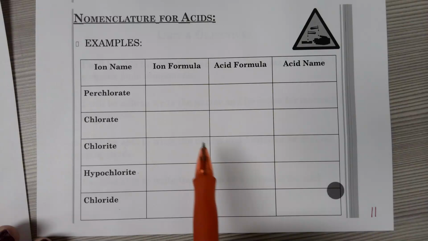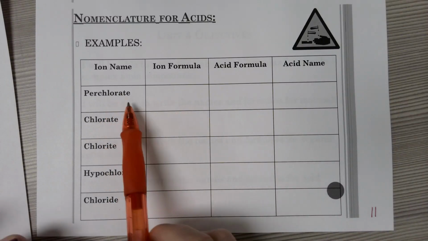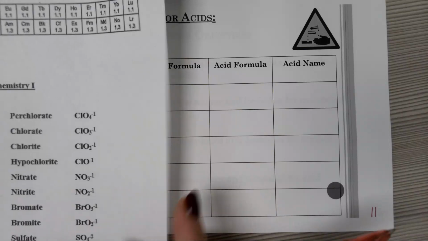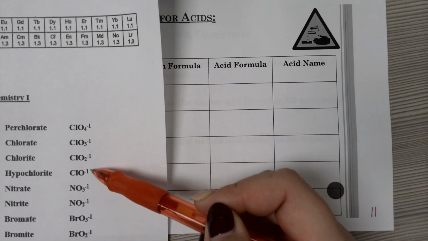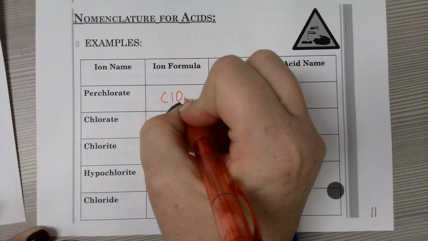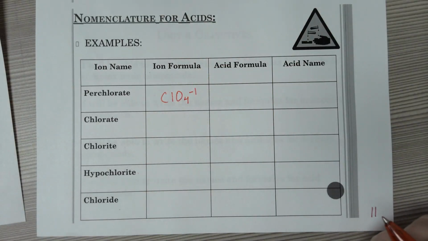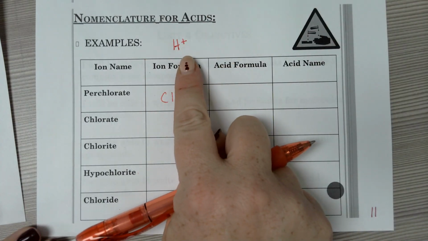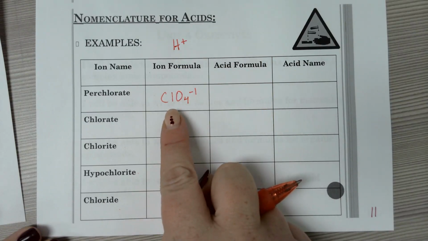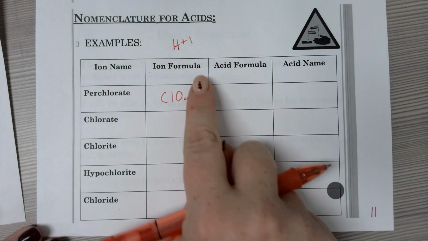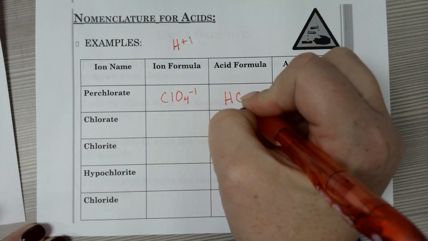So again, the first thing we want to do is write out our ion. So we're going to write out perchlorate. Perchlorate is a polyatomic ion, and actually these are all polyatomic ions, except the last one. Remember, these are ones that only differ by an oxygen. So perchlorate is ClO4 minus 1. To make the formula for the acid, we are always going to add hydrogen out in front. So hydrogen is +1. Perchlorate is -1. So we just need one of each. So HClO4.